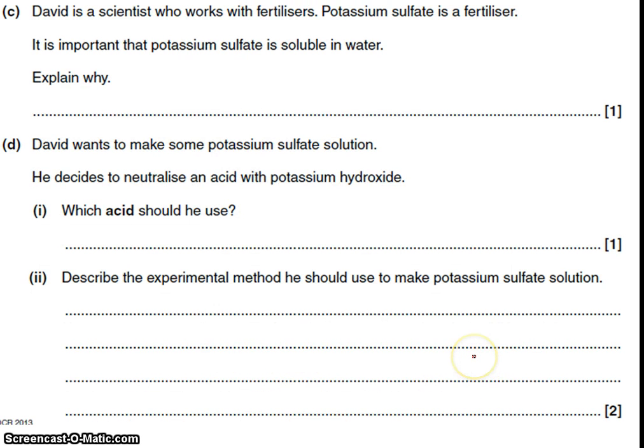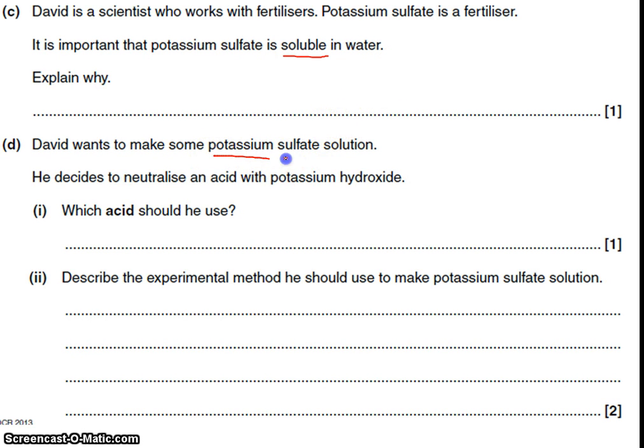The next question is potassium sulfate is a fertiliser. It is important that it is soluble in water. Explain why. And the reason for this is really straightforward. Soluble means it can dissolve, and so it has to be dissolved in order for it to be absorbed by the plant. If it's not soluble, it won't be absorbed through the roots, and so the plant can't take in the fertiliser.